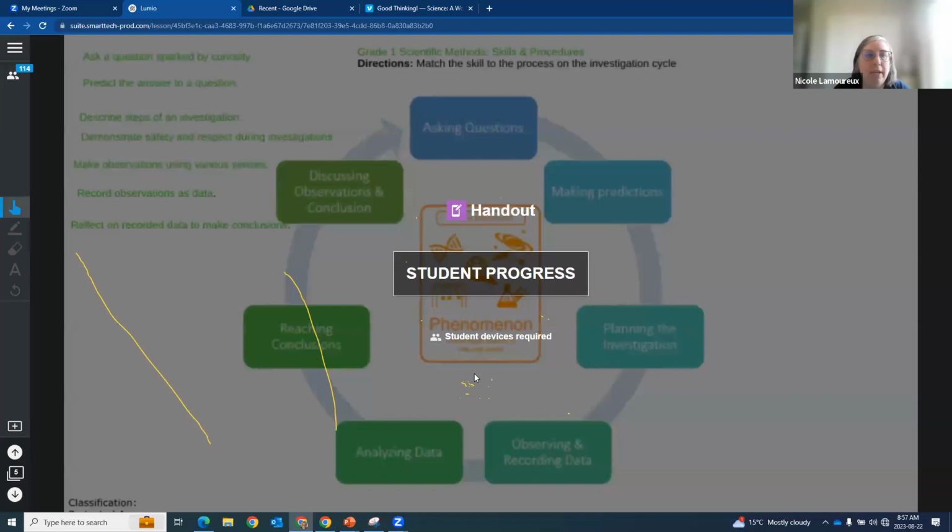And basically what you do is I have a list in green of all the skills and procedures for the science methods in grade 1. So then what I'd like you to do is look at the skills and procedures and match it with the investigation cycle. Now this is grade 1, and I just used the other ones. So planning the investigation isn't part of it, but see where you would put it. So if you could go ahead and drag where you think it is, this shouldn't take too long.